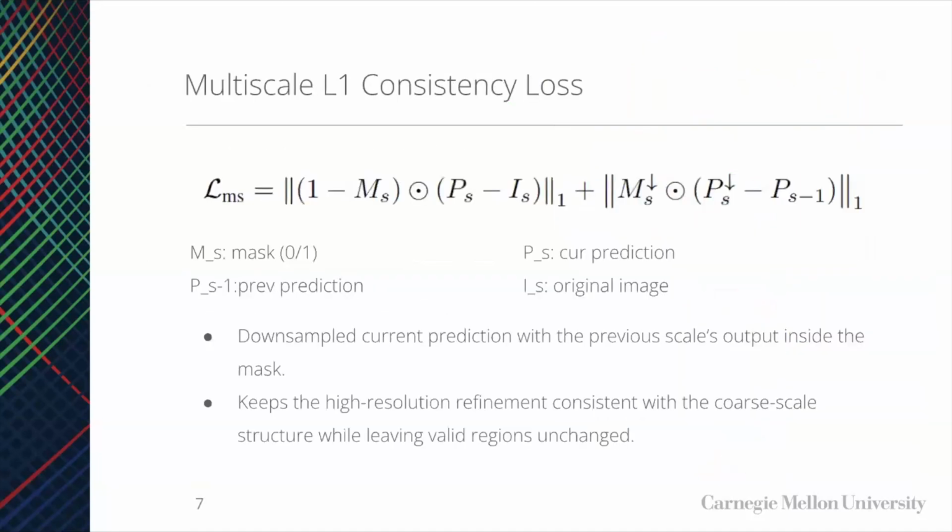So in terms of loss, we used the L1 loss. The first part, we compare the prediction on the background area that's not masked with our original image. And the second part, we compare the masked area of our current prediction and the previous predictions. In this way, we keep the higher resolution refinement consistent while leaving valid regions unchanged.